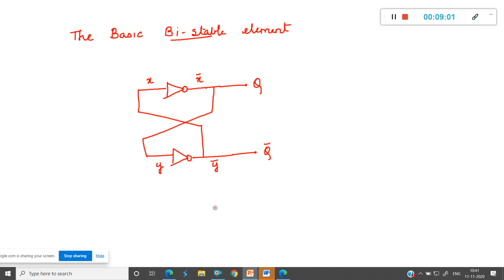So here you can see the inverters are connected back to back. It is known as a basic bistable element. Actually, this is the principle used in all the flip-flops. Basic bistable element has two stable states. Let me assume now.